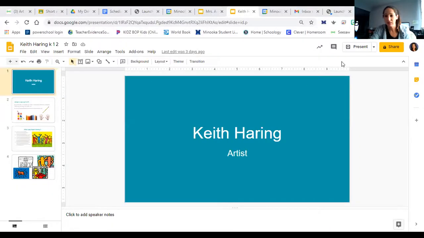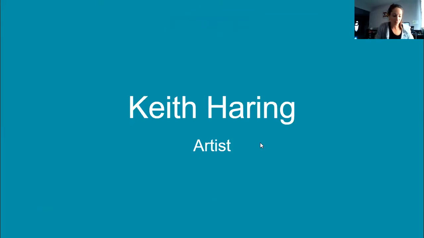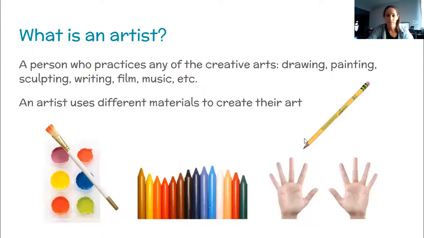So today we're going to be learning about an artist named Keith Haring. So I'm going to share my screen here. So this artist is an artist. He does a lot of different kinds of art, but one of the things he does is called street art. But we're going to learn a little bit about him and his art during this presentation. Okay, so his name is Keith Haring.